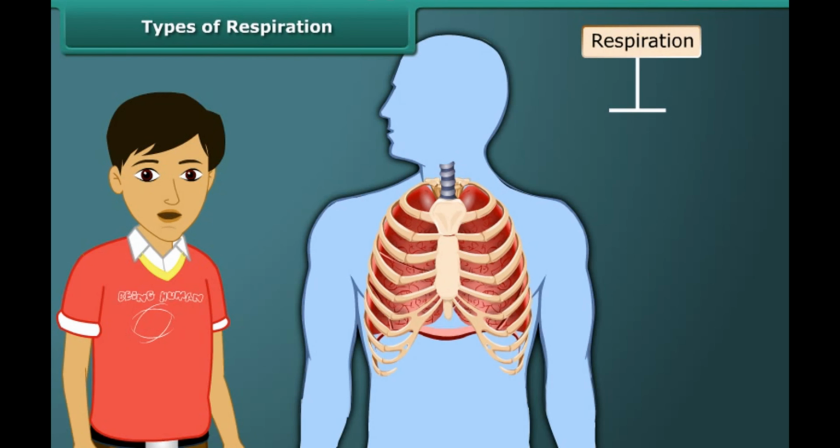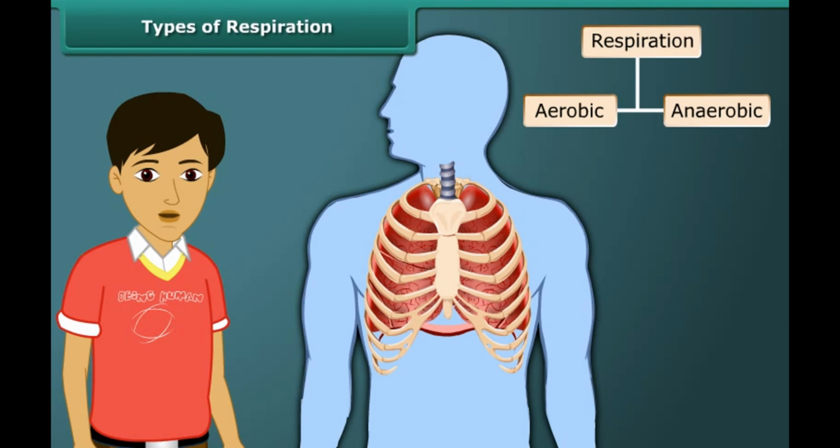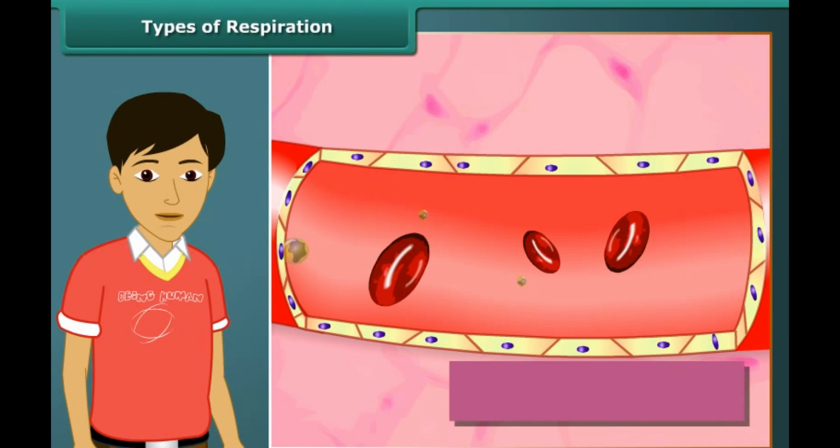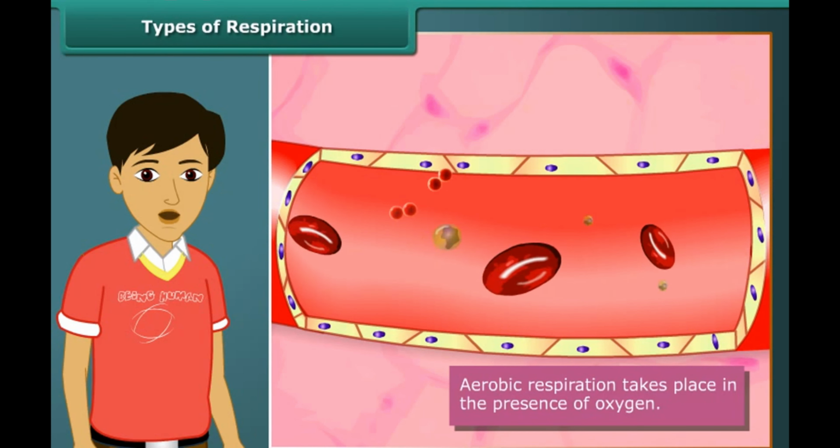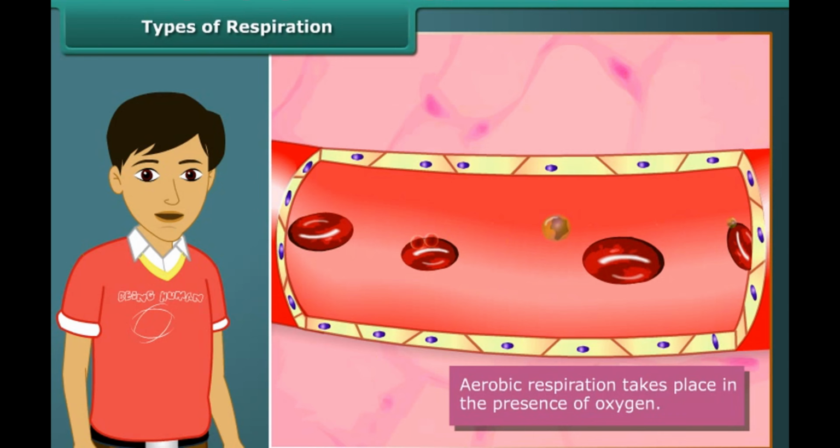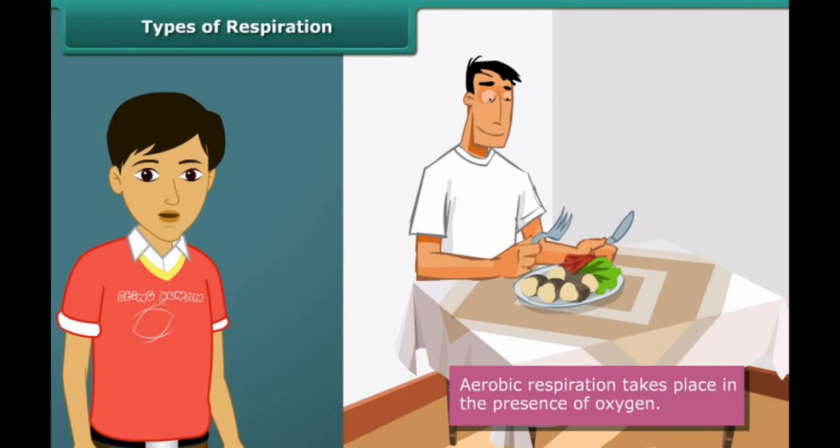Respiration is of two types: aerobic and anaerobic. Aerobic respiration is the respiration that takes place in the presence of oxygen. In this kind of respiration, food is broken down into glucose in the presence of oxygen.